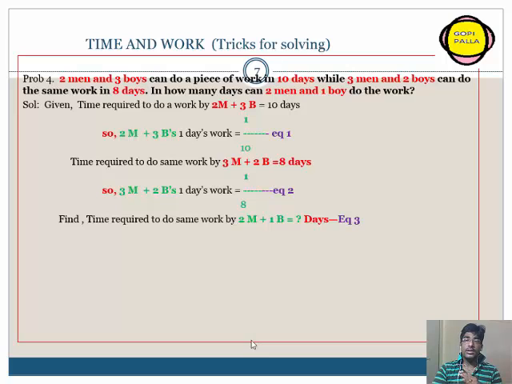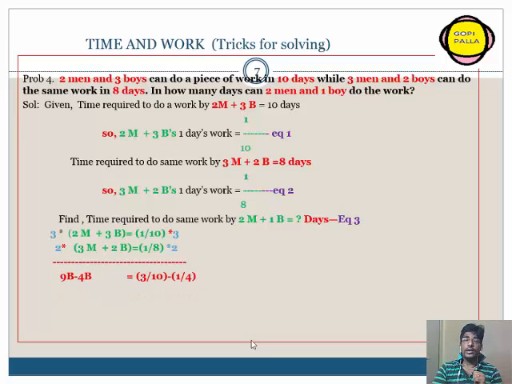Here we need to find the combination of work, because here it is 2 men, 3 boys. The time required to do a job by 2 men plus 3 boys, 2m plus 3b, is 10 days. As per the basics of time and work, 1 day's work is 1 by 10. Let us call this equation 1. The time required to do the work by 3 men plus 2 boys, 3m plus 2b, is 8 days. So 1 day's work is 1 by 8, as per equation 2. We need to find the time required to do the same job by 2 men plus 1 boy. How many days? That is equation 3 we have to find.